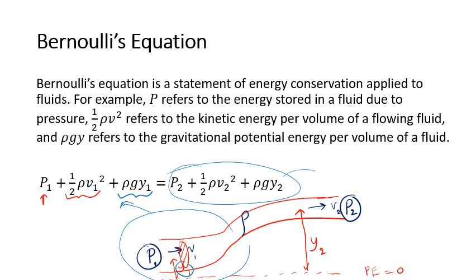So this part refers to the first term of the equation, and the rest of the equation refers to the second part we are talking about over here. P2 is the pressure at this other end, and 1/2 rho V2 squared is the kinetic energy over here, and the potential energy at this point is given by rho g y2, where y2 is the height over here. So this refers to Bernoulli's equation again, and this is an equation for the statement of energy conservation.